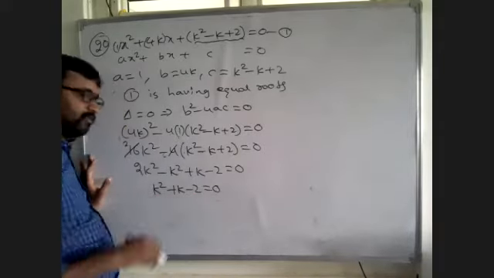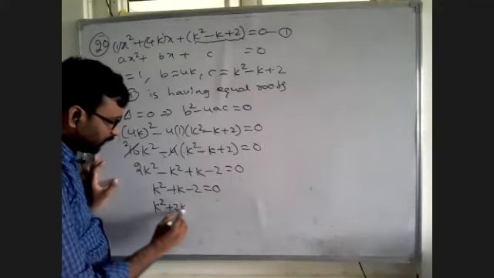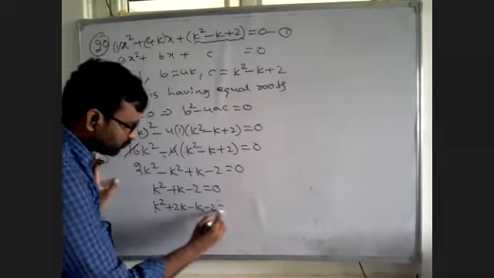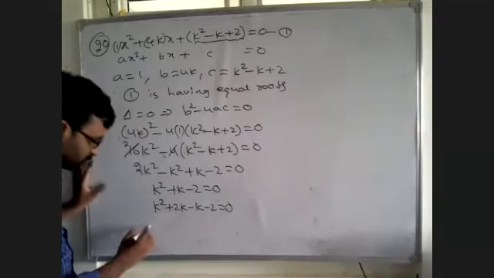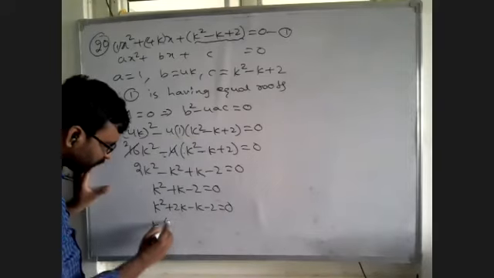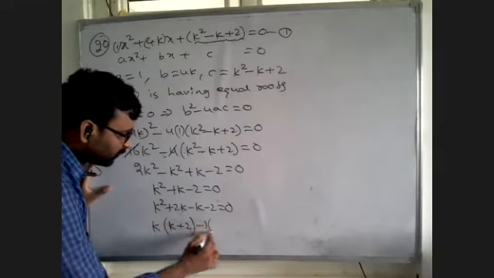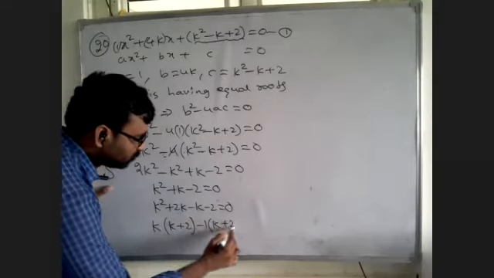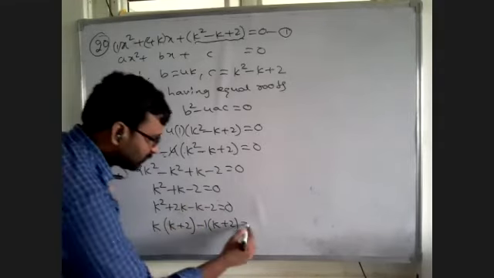Now here we have to do factorization, that is 1 into 2 is 2. We can write k square plus 2k minus k minus 2 is equal to 0. 2k minus k is k. Now from these two we can take k common. Taking k common, one more k is there plus 2 is there. From these two we can take minus 1 common, so k plus 2 is there, is equal to 0.